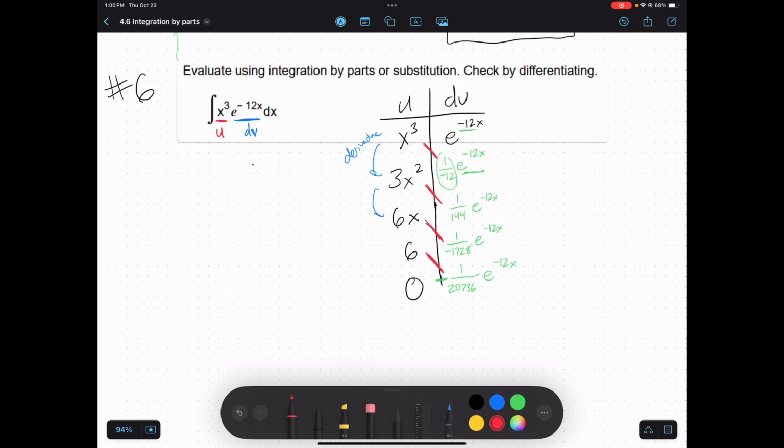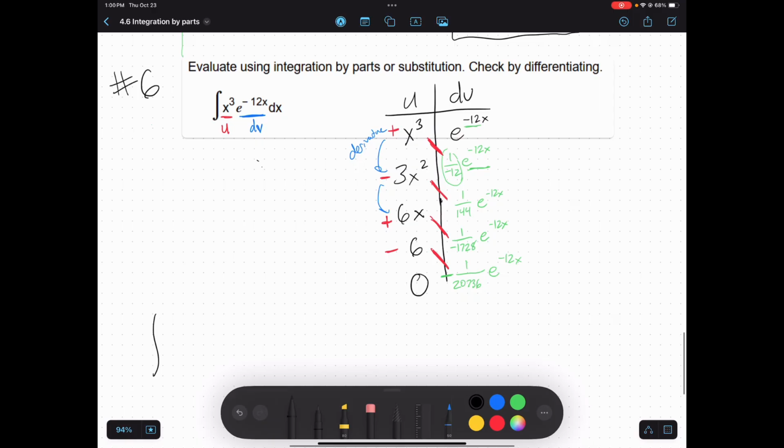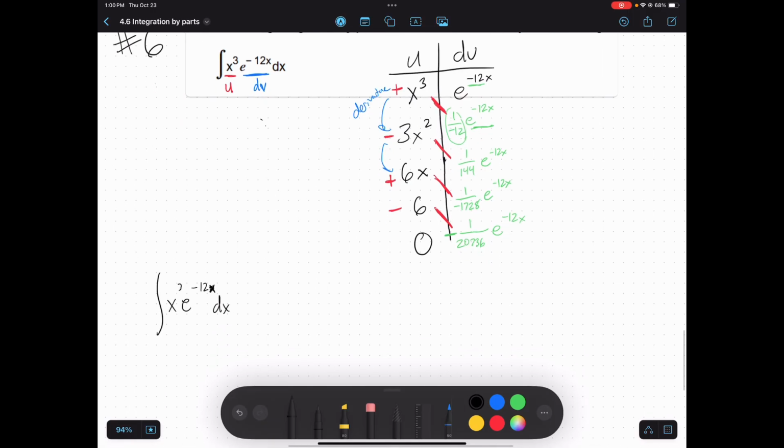So that means there's going to be 4 pieces that I'm going to be working with here. And then don't forget to alternate positive and negative. Positive and negative. So let's put this all together. This integral of x cubed e to the negative 12x dx will become, my first one's positive, so I get x cubed times 1 over negative 12 e to the negative 12x.